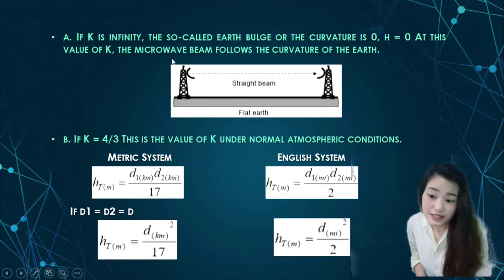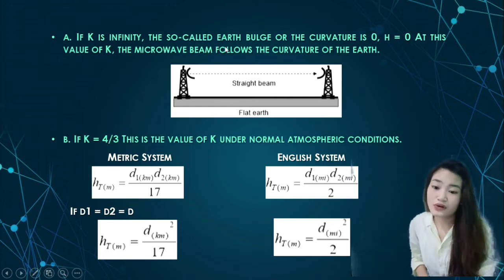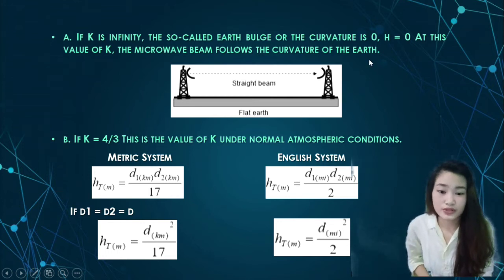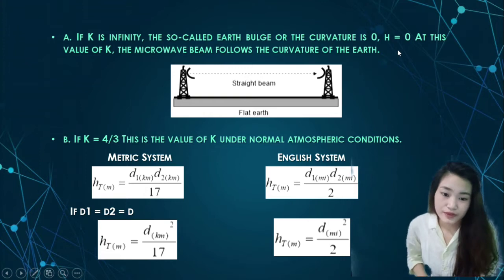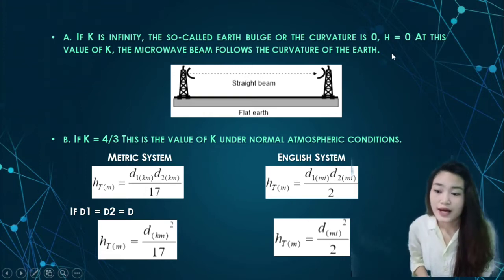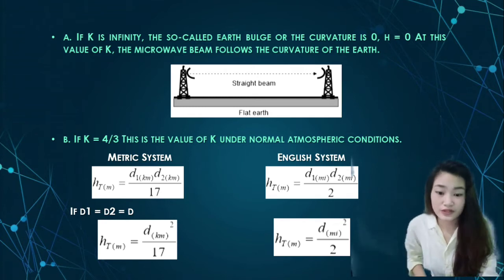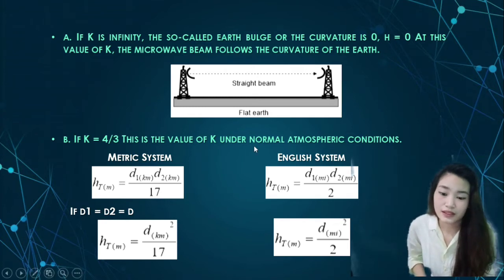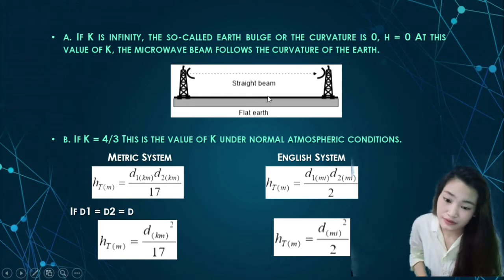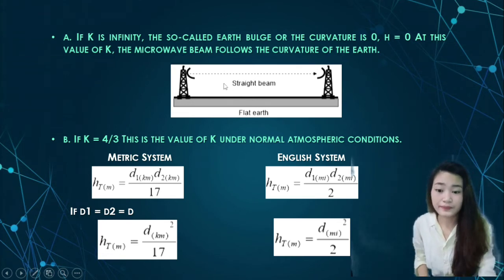If K is infinity, the so-called Earth bulge, or the curvature, is 0. H is equals to 0 at this value of K. The microwave beam follows the curvature of the Earth. Then, if flat Earth, there will be a straight beam.